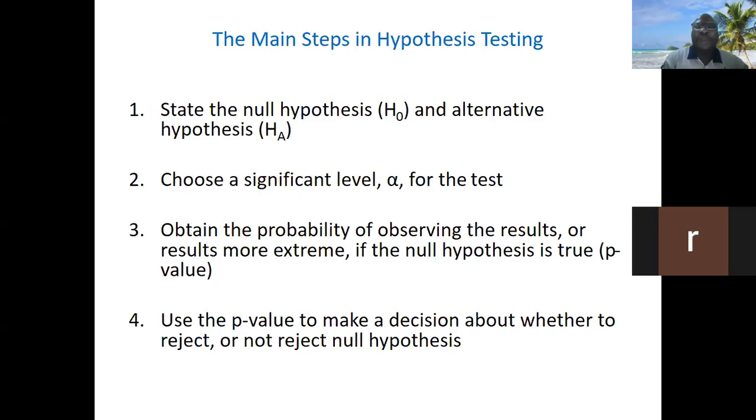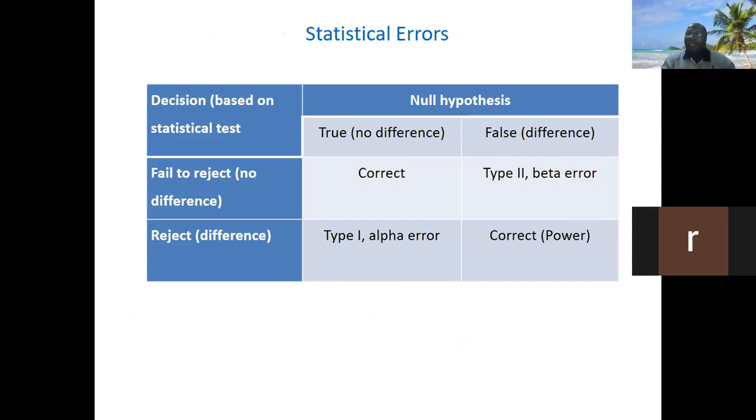Now, the steps in hypothesis testing: state the null hypothesis and the alternative hypothesis, which we have already talked about. Choose a significance level alpha for the test. Obtain the probability of observing the result and results more extreme, if the null hypothesis is true. Use the p-value to make a decision on whether to reject or not reject the null hypothesis. You know why I just read through this? It looked funny because some of the things we listed there, like alpha, what does it mean? You will better understand it when you get to the next table.